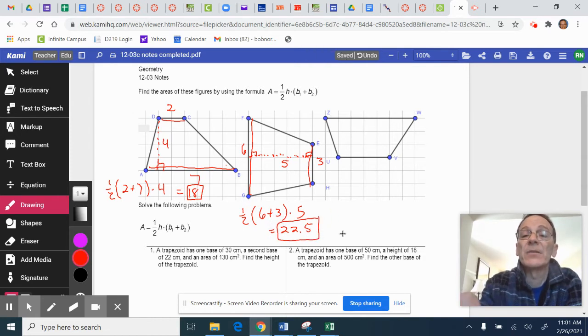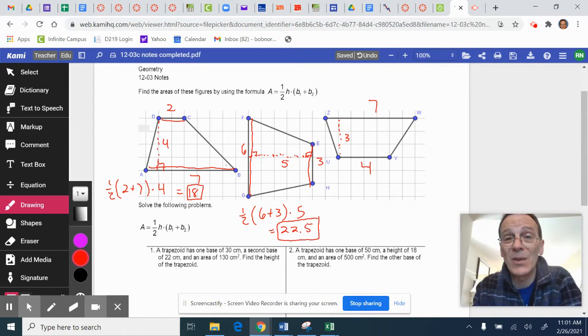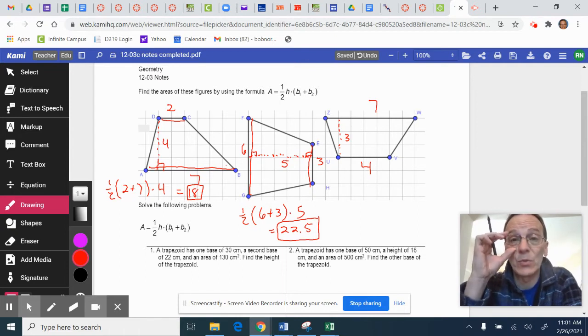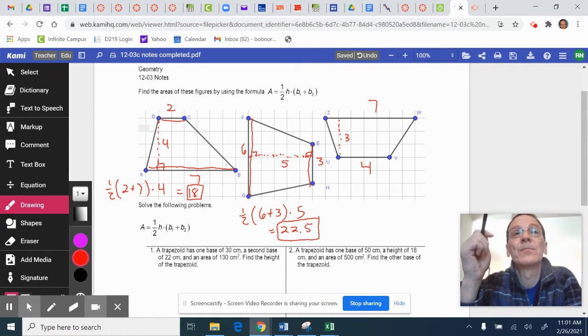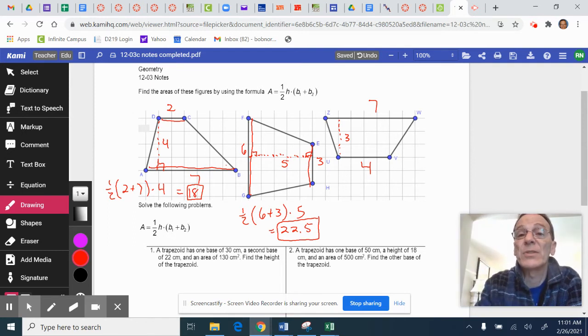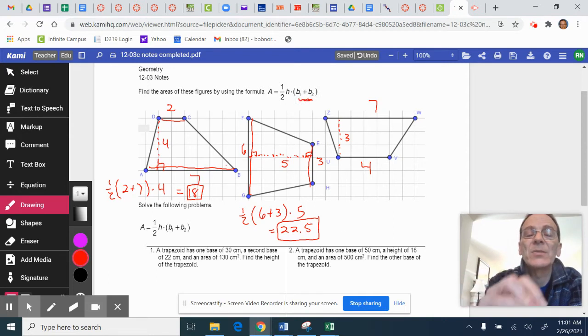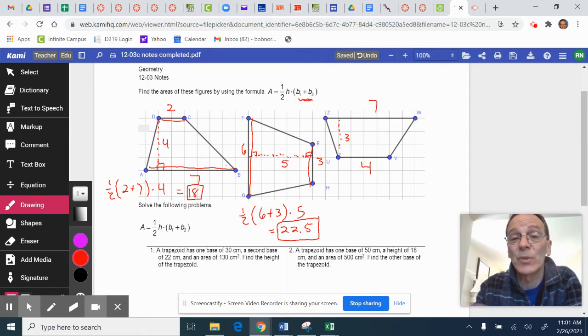Okay. And then finally this one over here. How long is that upper base? 1, 2, 3, 4, 5, 6, 7. The lower base is 4. The height is 3. It really doesn't matter if you're wondering which base is B1 and which base is B2. Okay, they are distinct from each other, but in the formula, they're being added together, and it doesn't matter what order you add things in, so it really doesn't matter which one you call B1 and which one you call B2.